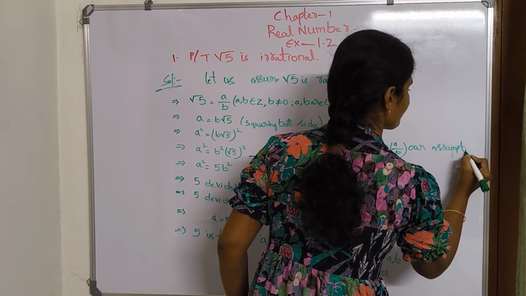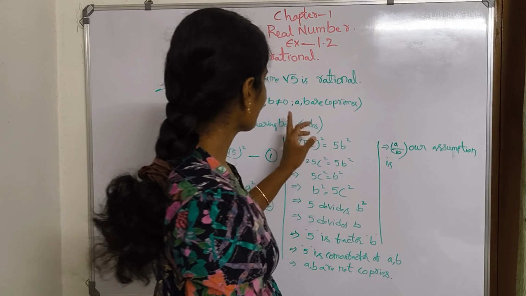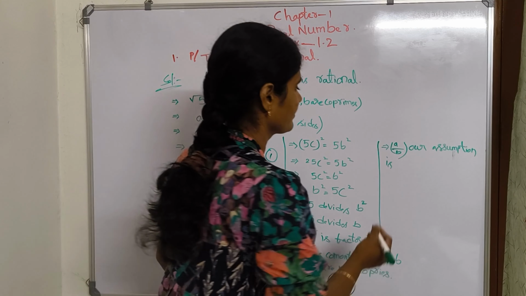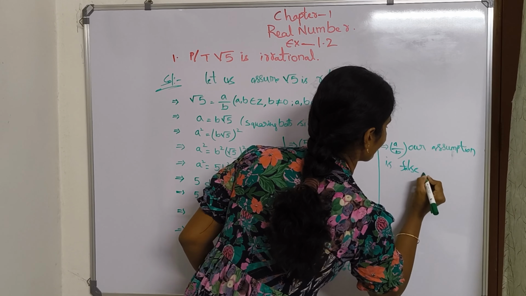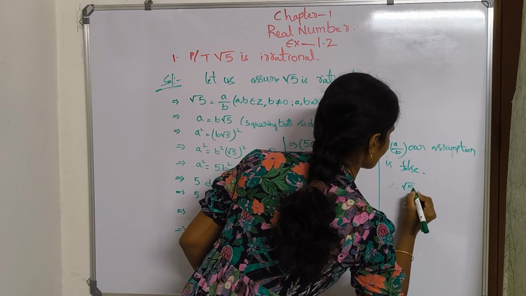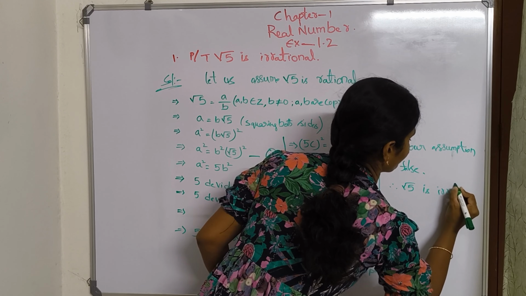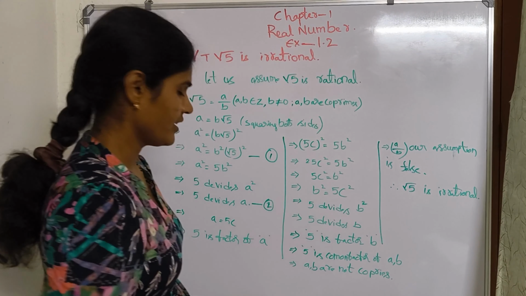Our assumption is wrong or false. Our assumption is false means, therefore, root 5 is irrational. Root 5 is irrational. Yes.